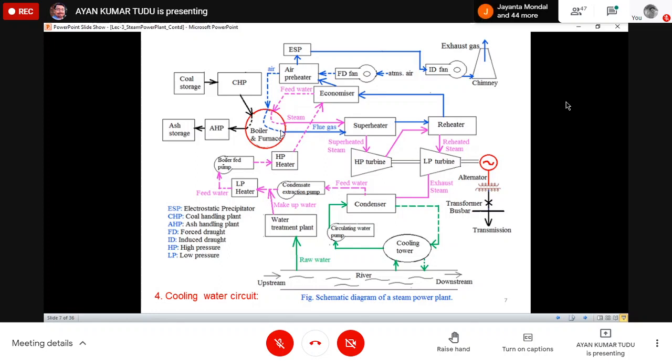Now here we can see many pumps and motors. The FD fan, obviously we can understand that is a motor. The ID fan is also a motor. We have a condensate extraction pump, a circulating water pump, and a boiler feed pump. And in the coal handling plant, we talked about the pulverization of the coal. We need some motor to run the pulverization equipment so that the coal turns into dust. We have the same thing in our ash handling plant also.